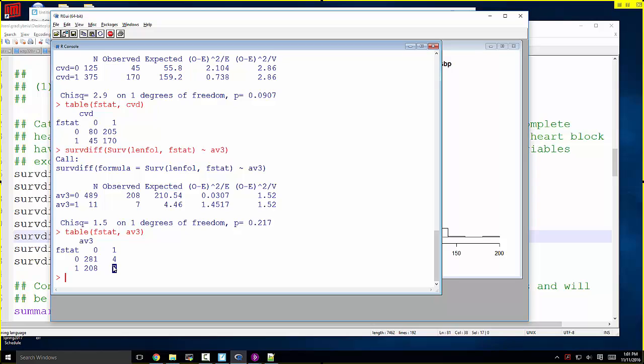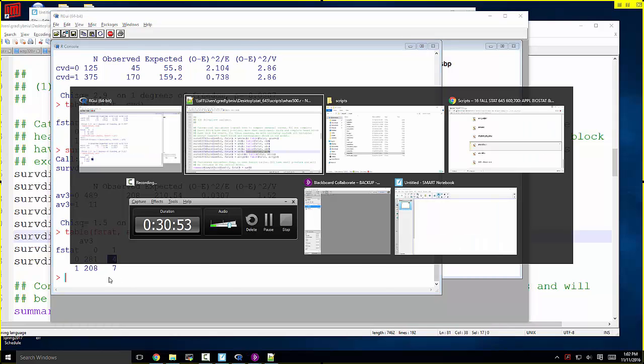So there's very few events with which to estimate a beta coefficient for AV3. That may be enough reason for us to leave it out. Unless it's of specific interest, this may be more trouble than it's worth if we were to add it into the model. It doesn't look like it explains much, and the model might struggle to come up with an estimate, converge at an estimate with too few events in at least one of the categories. So we're going to put a question mark on that one.